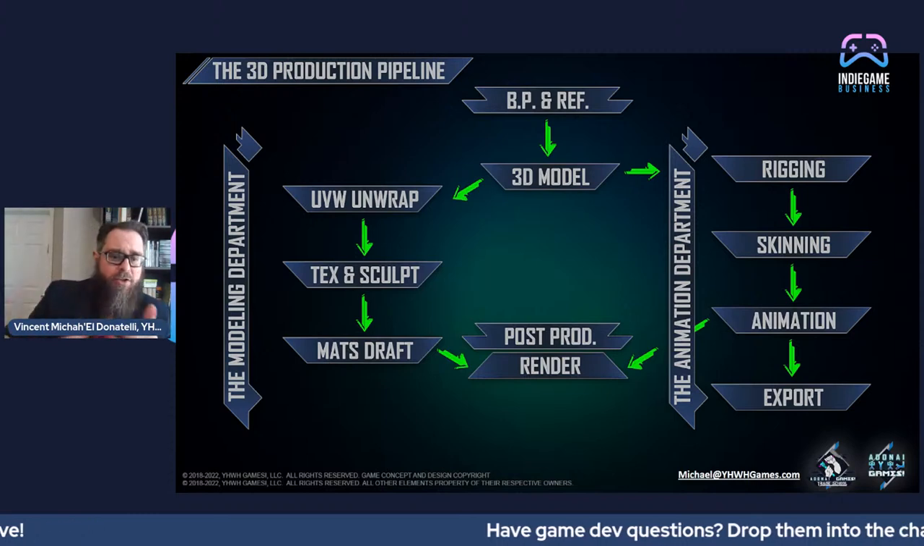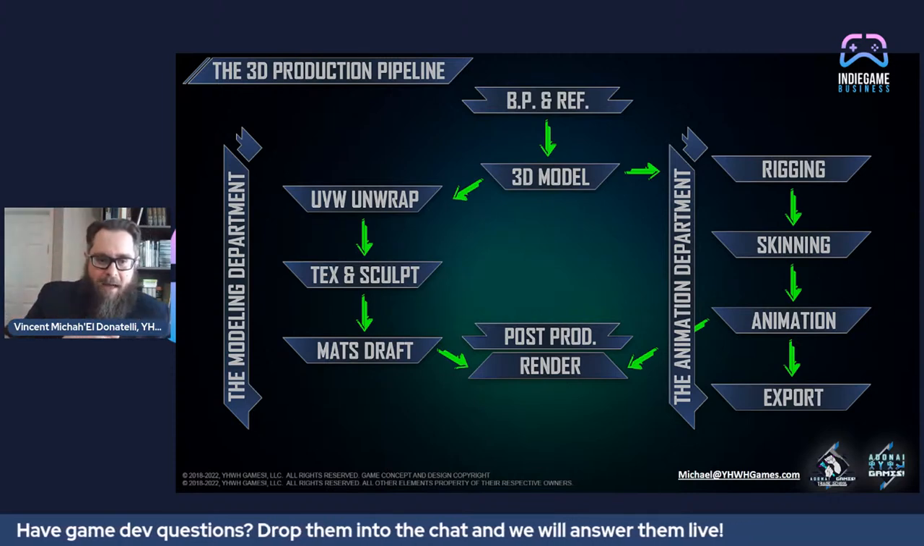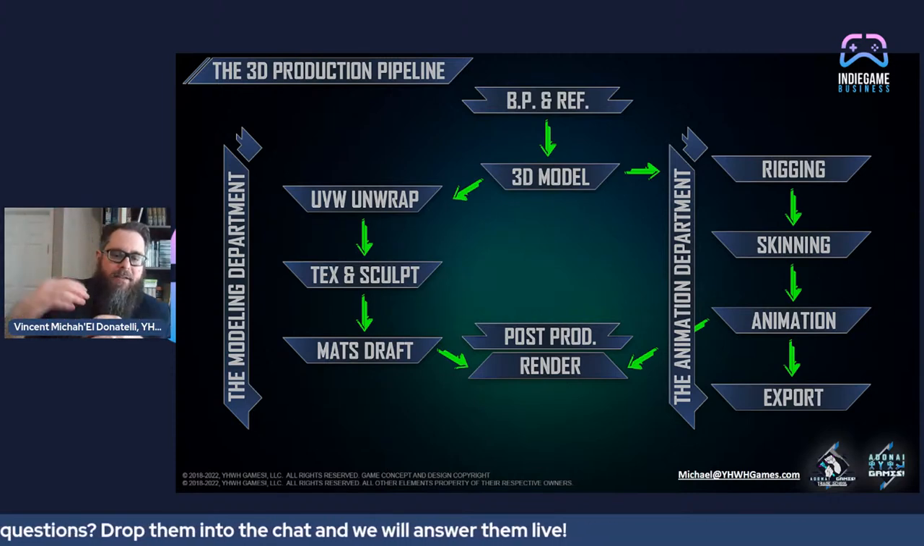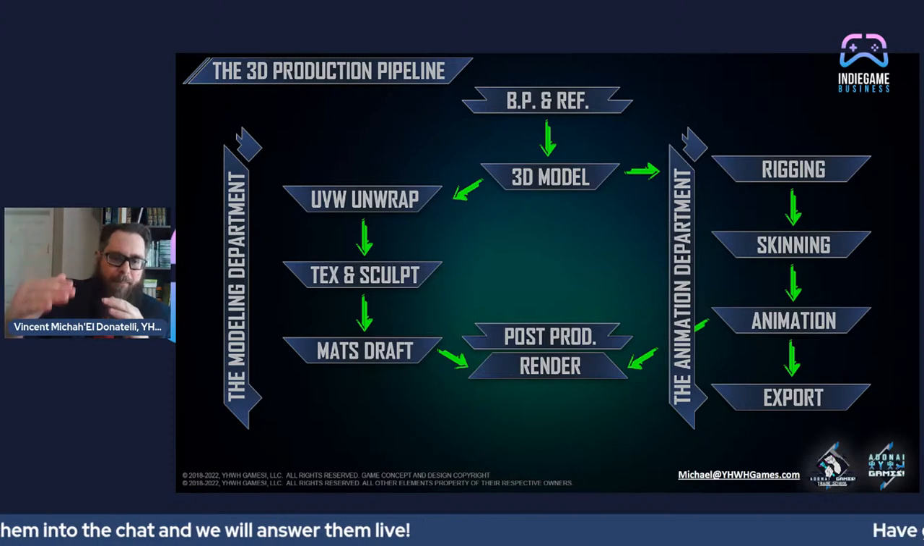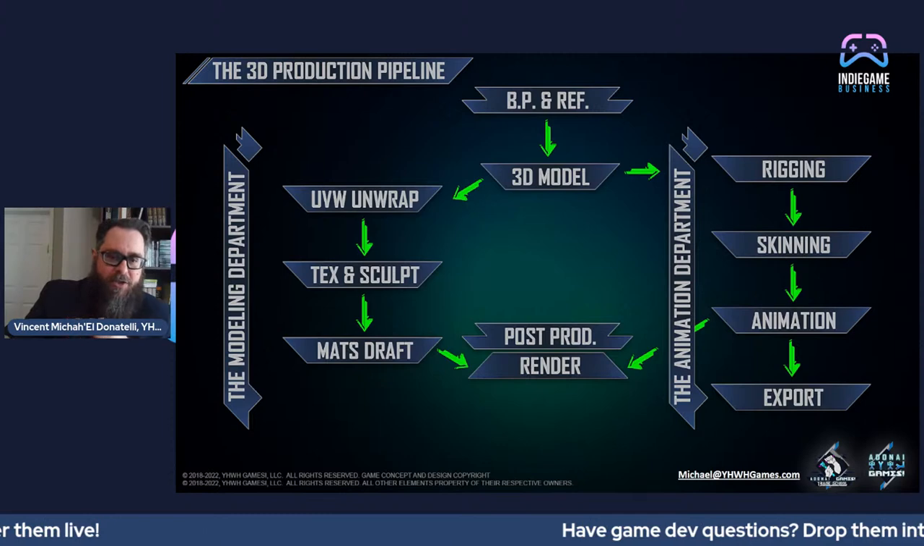So once your character's unwrapped, whether you do it in ZBrush or you do it in Max, it depends on whether you're in the top 10% or the bottom 90%, right? Doesn't matter. But then once you're done unwrapping it, you want to start texturing and sculpting it. And that can be done in Substance or ZBrush.